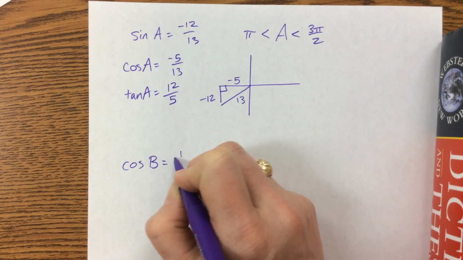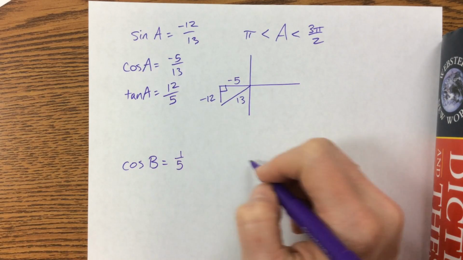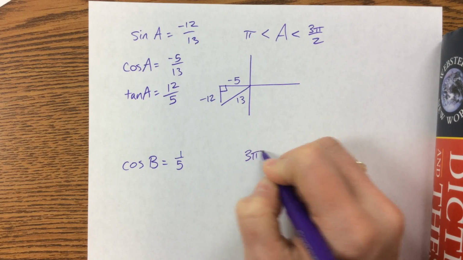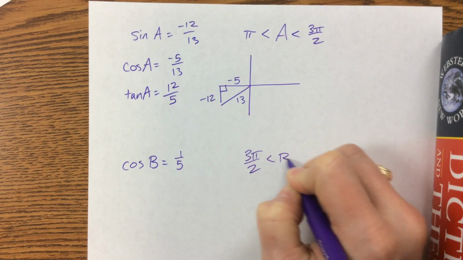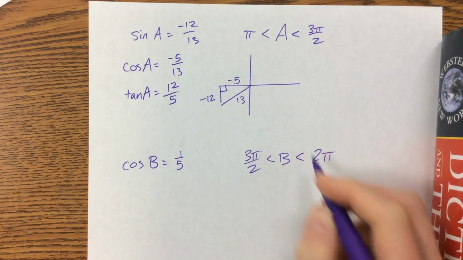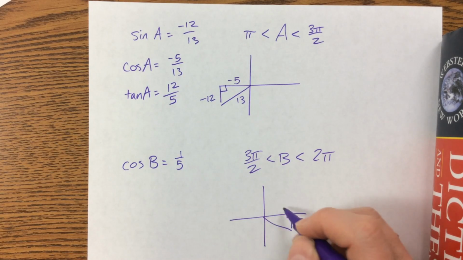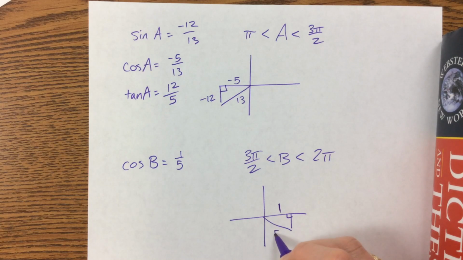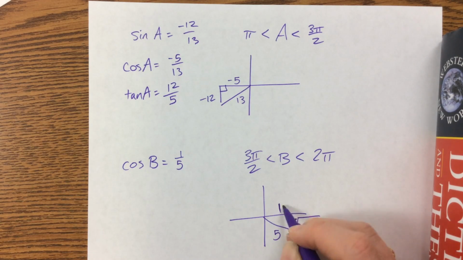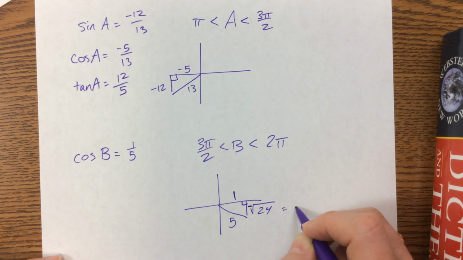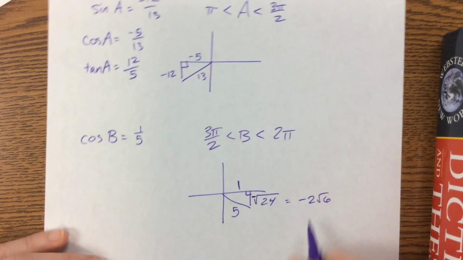Let's say they also give you that cosine of B is equal to, let's not make it pretty, 1/5. And it's in quadrant 4. Let's say 3 pi over 2 is less than B is less than 2 pi. That puts us in quadrant 4. Once again, making it up as I go. So this is the adjacent, not to scale, over the hypotenuse. This becomes a negative root. 25 minus 1 is 24, which is negative 2 root 6.